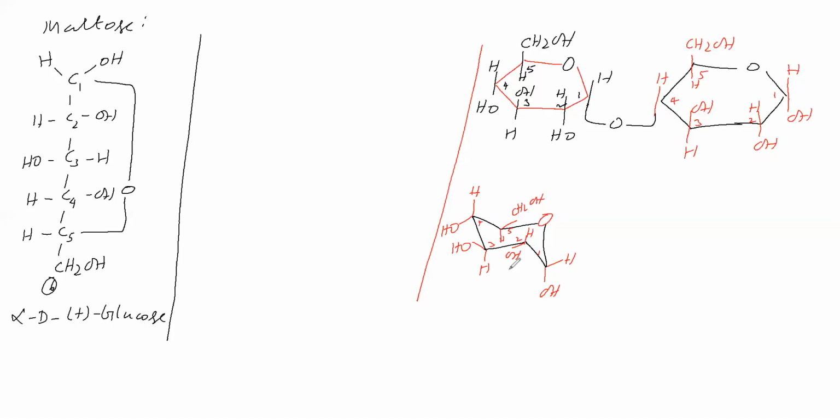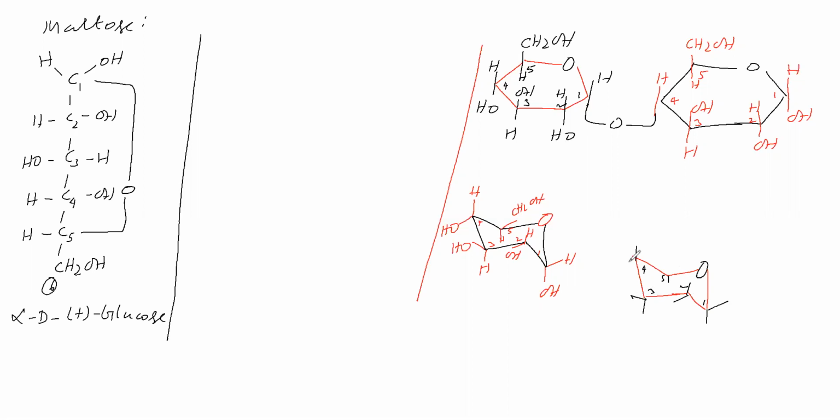Now we will take another alpha D plus glucose. Another alpha D plus glucose we have taken. Now we will give the numbering: C1 carbon, C2 carbon, C3 carbon, C4 carbon, C5 carbon. Between C5 carbon and C1 carbon, there will be an oxygen linkage. C1 carbon down, therefore axial is down. C2 carbon up, axial is up. C3 carbon down, axial is down. Then up, then down. Axial bonds we have written.